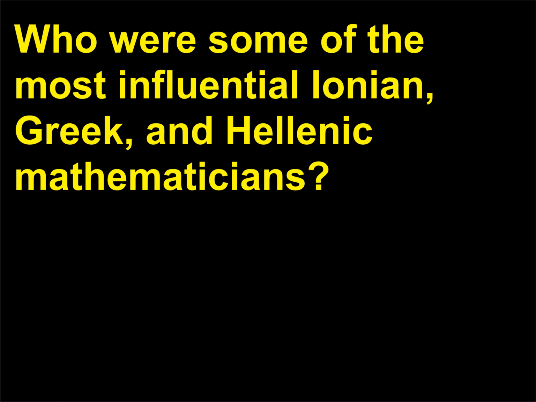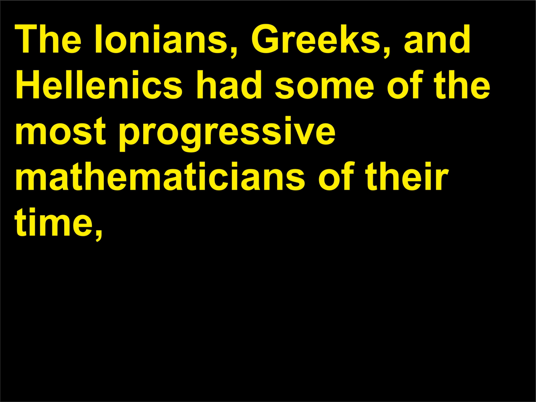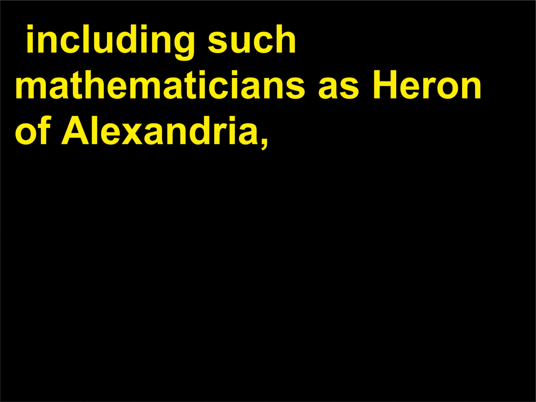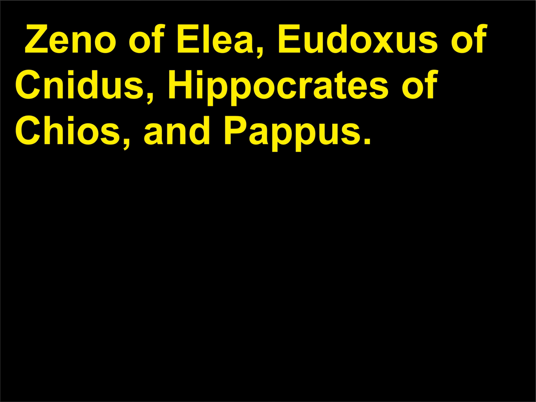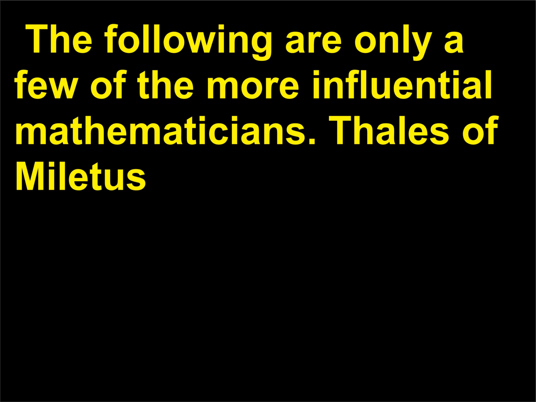Who were some of the most influential Ionian, Greek, and Hellenic mathematicians? The Ionians, Greeks, and Hellenics had some of the most progressive mathematicians of their time, including such mathematicians as Heron of Alexandria, Zeno of Elea, Eudoxus of Cnidus, Hippocrates of Chios, and Pappus. The following are only a few of the more influential mathematicians.